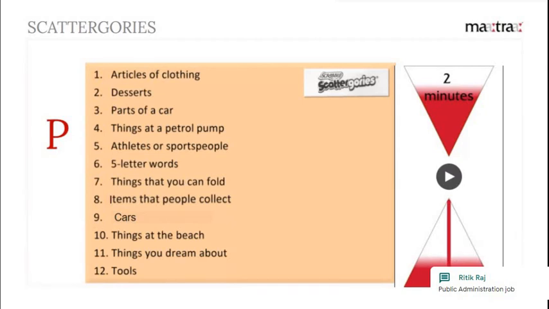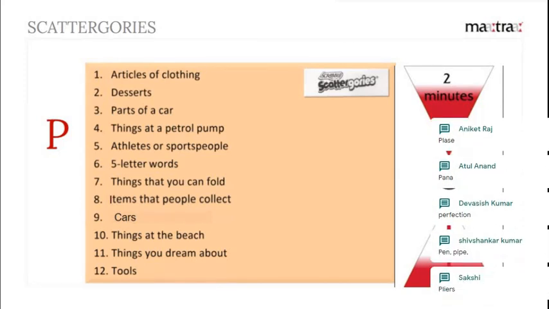Very good. Chalo, next. Tools. Ritik Raj, you dream of a public administration job. Tools. Pana, pliers, pencil.